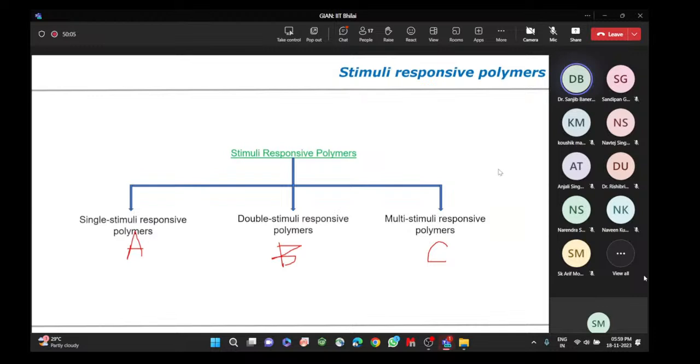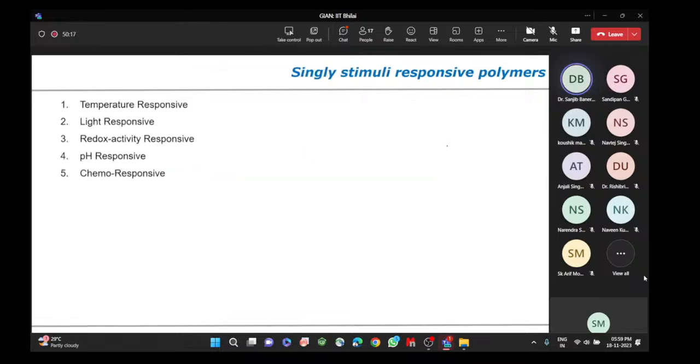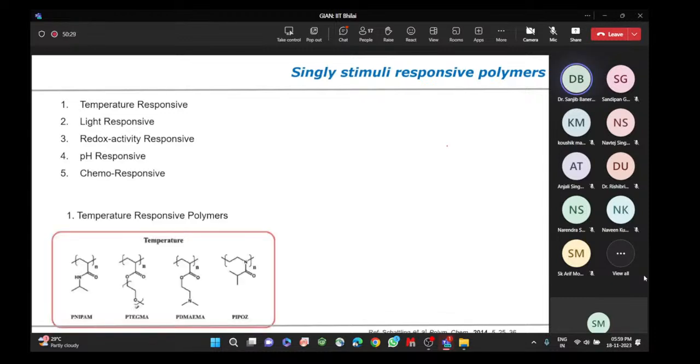Okay, so I'm happy to say your answer is perfect. You explained all the bases. Thank you. So I can move on. So it is CBA, as Naftej explained very nicely. So now we'll discuss the singly stimuli responsive polymers, a few examples, and then I will ask how these are responsive to this kind of properties, right?